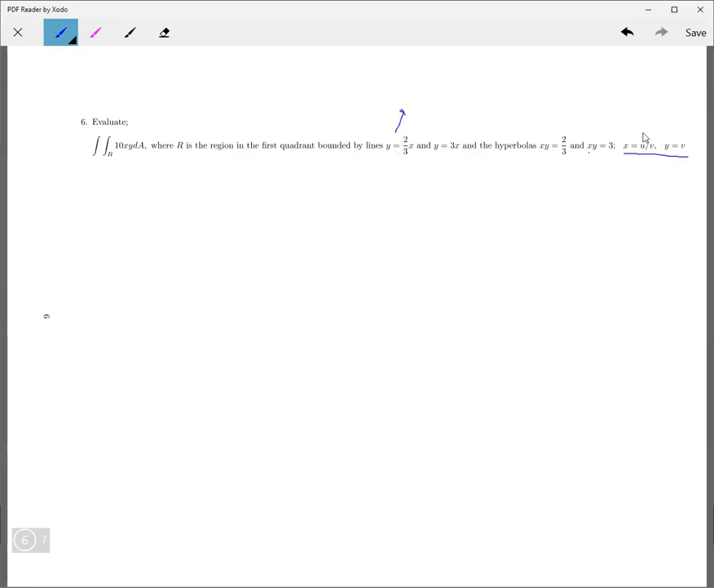So if you plug these in, plug a v in for y, that's going to be v. And then for x, you're going to plug in u over v. So this is going to be 2/3 u over v, which gives you v squared equals 2/3 u. Okay, let me come down here and try to draw what that looks like.